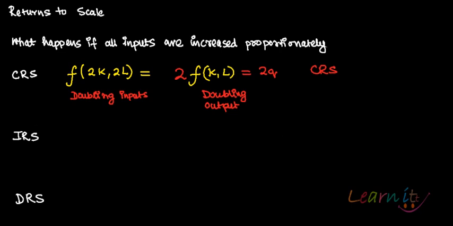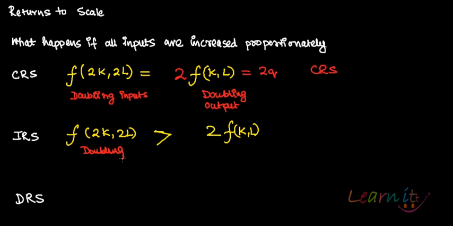IRS is basically you double the amount of inputs which you have, but the output would more than double. Okay, output would more than double. So doubling the amount of inputs, output more than double.